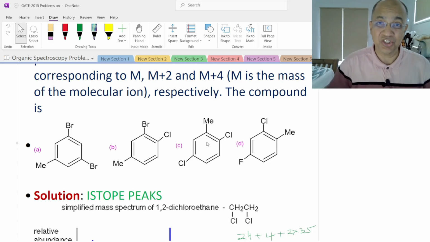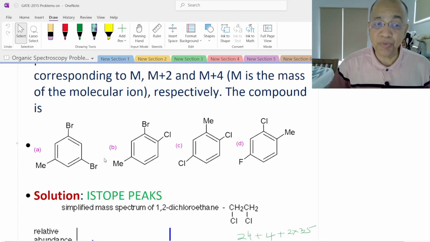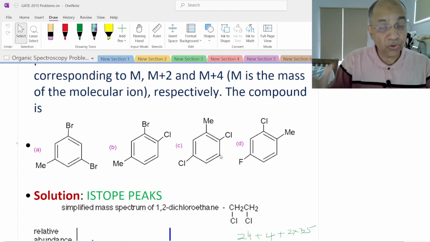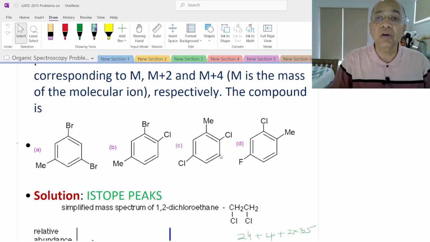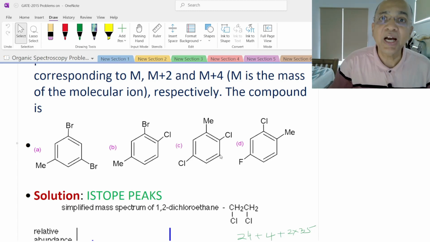This is nature's creation. So if there are two bromine atoms in a molecule, then it will show both M plus 2 and M plus 4 peaks. So also bromine and chlorine. So also two chlorine. All these three will show an M plus 2 peak due to the presence of one higher isotope, and an M plus 4 peak due to the presence of both the higher isotopes.